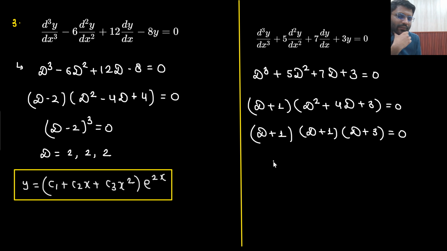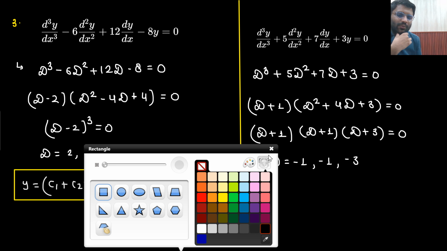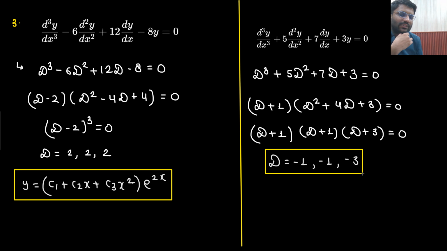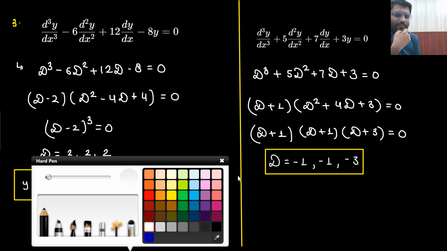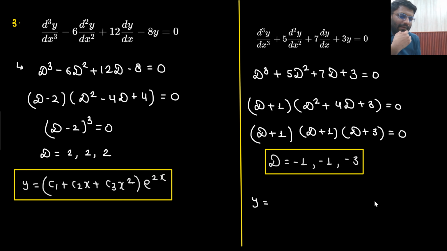Okay. So what is the value of d you are getting? The value of d we are getting is minus 1, comma minus 1, comma minus 3. These are the three roots we are getting. So here, sir, two roots are same and one is not same. So what will be the value of y? Sir, this one is not same, no? This one will say that I am alone. So for the alone, what is the answer? C1 e to the power minus 3x.